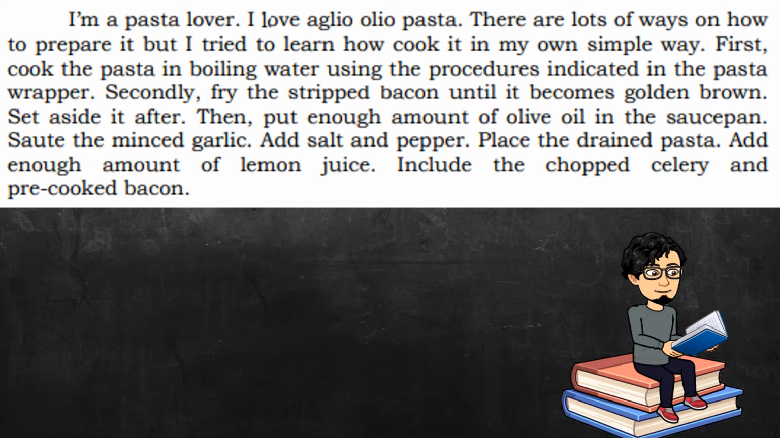Then, put enough amount of olive oil in the saucepan. Sauté the minced garlic. Add salt and pepper. Place the drained pasta. Add enough amount of lemon juice. Include the chopped celery and pre-cooked bacon.